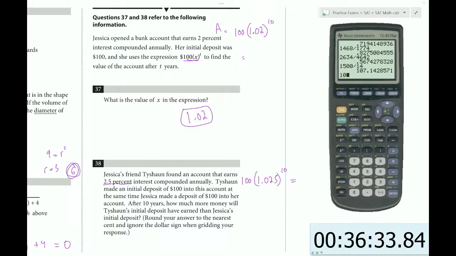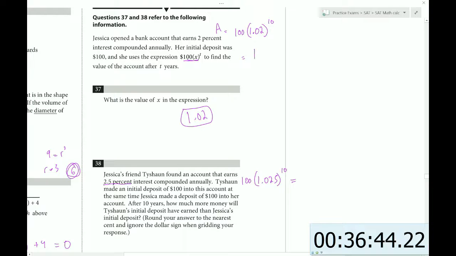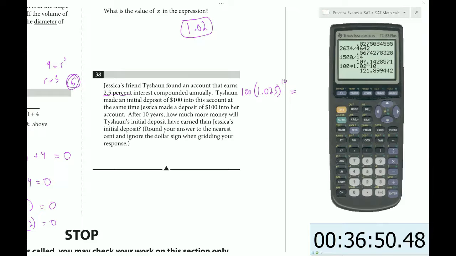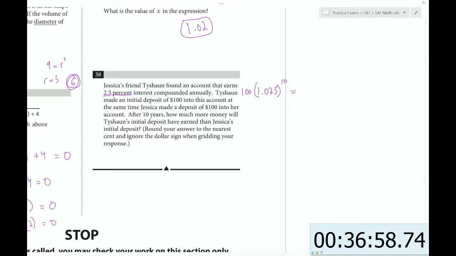100 times 1.02 to the power 10. And the calculator is smart enough to know the order of operations. So 121.90. Then we'll do it for Tyshawn. So he has the same statistics, except he's got 1.025 to the power 10. And that gives 128.